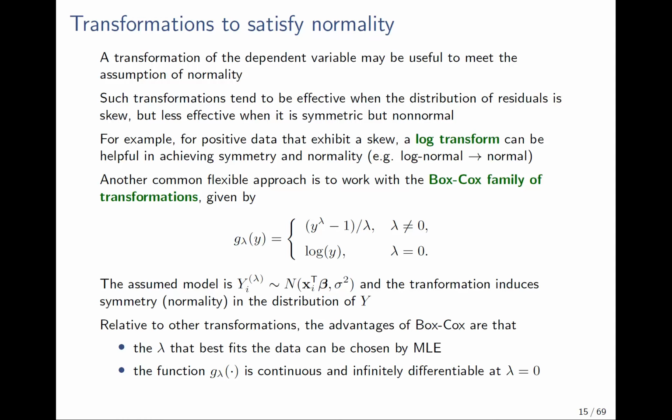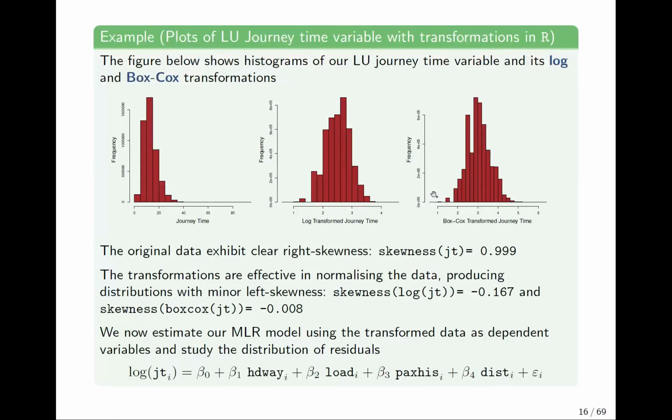Relative to other transformations, the advantages of this Box-Cox transformation are that the lambda that best fits the data can be chosen actually by maximum likelihood estimation, so we can choose it optimally, and the function g lambda is continuous and infinitely differentiable at lambda equals 0. So let's look at a specific application of these two transformations to show how they work. And we're going to look at the London Underground journey time data, again, introduced in previous lectures.